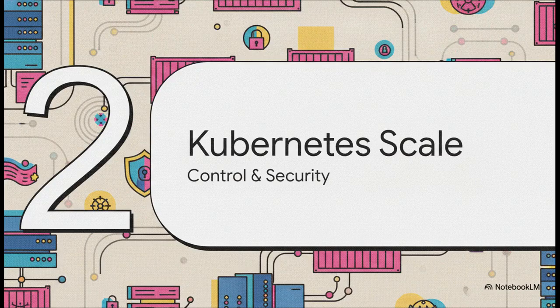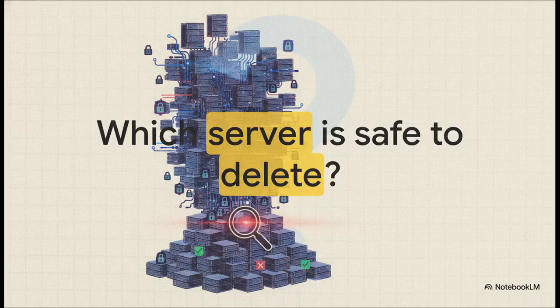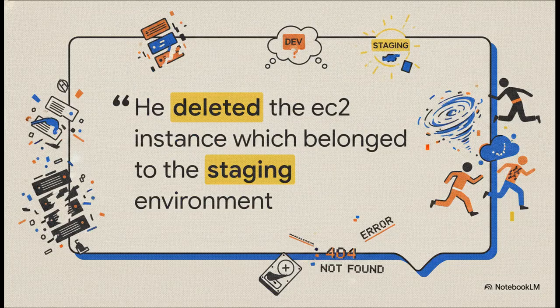Moving right along to Section 2, Kubernetes control at scale. This is all about organizing and securing your containerized infrastructure. So as your infrastructure scales up, you might have hundreds of resources running simultaneously. So I want to ask you this. When you look at a massive list of servers, how do you actually know which server is safe to delete? Well, if you don't know the answer to that question, things can go wrong very, very quickly.